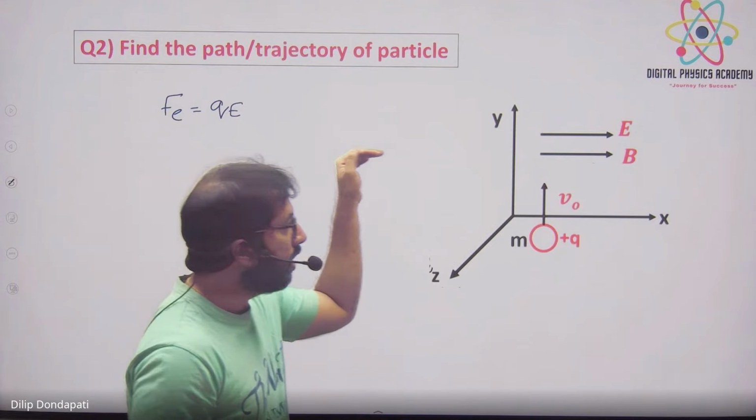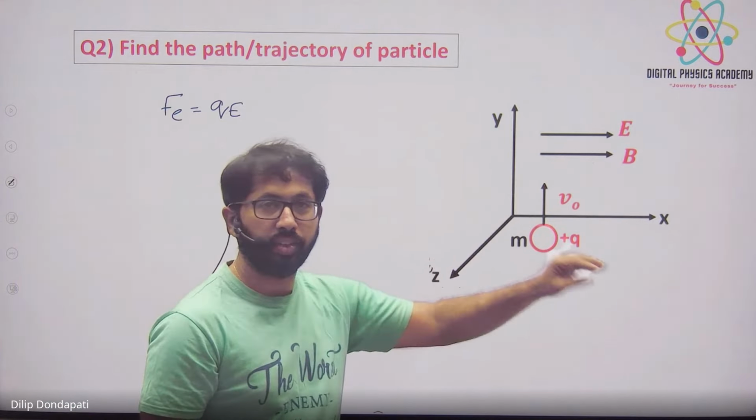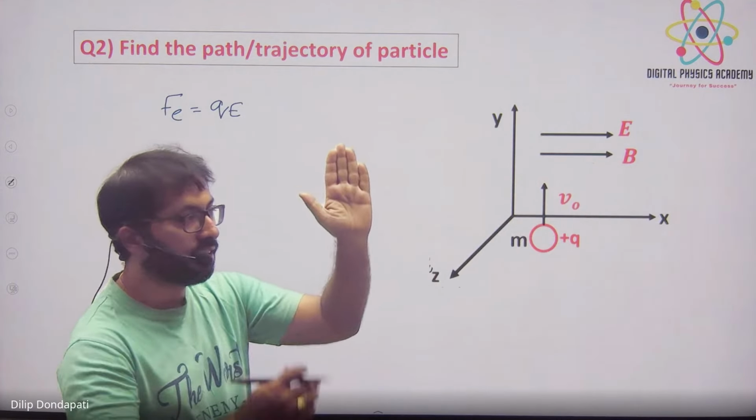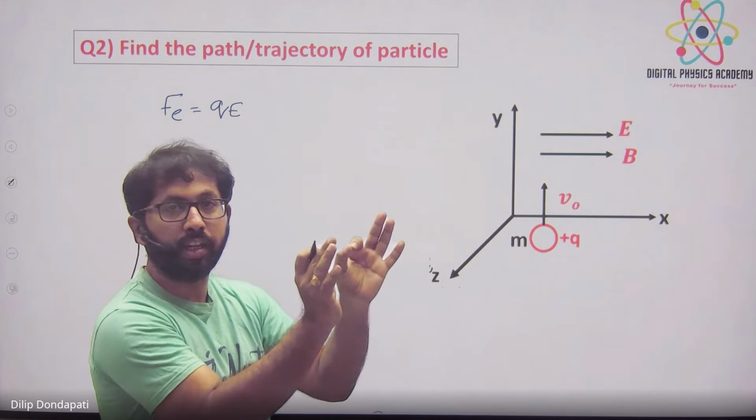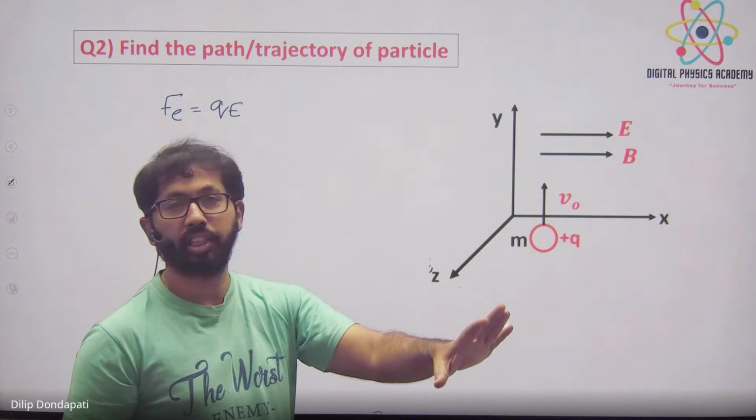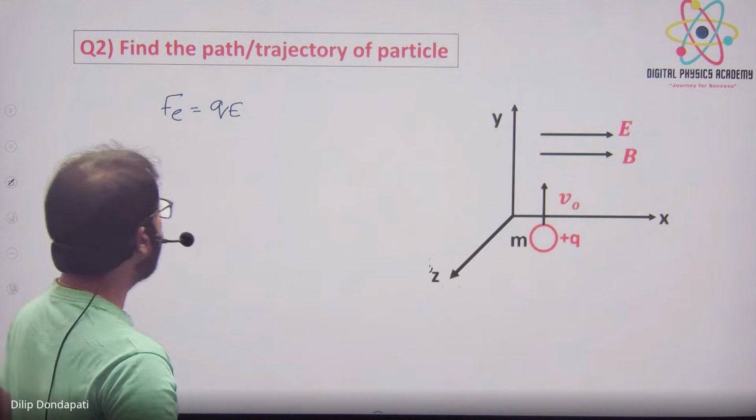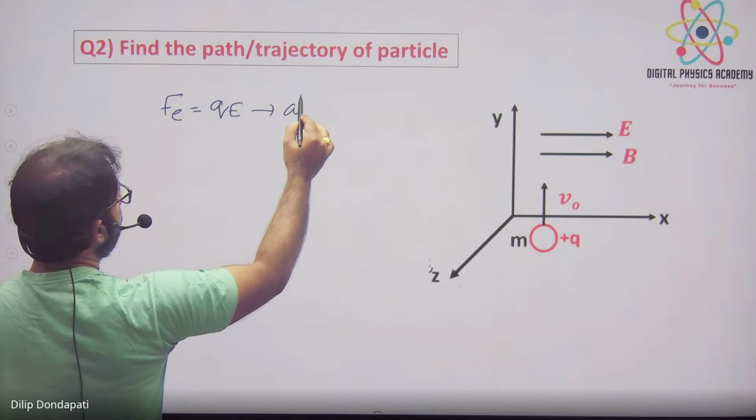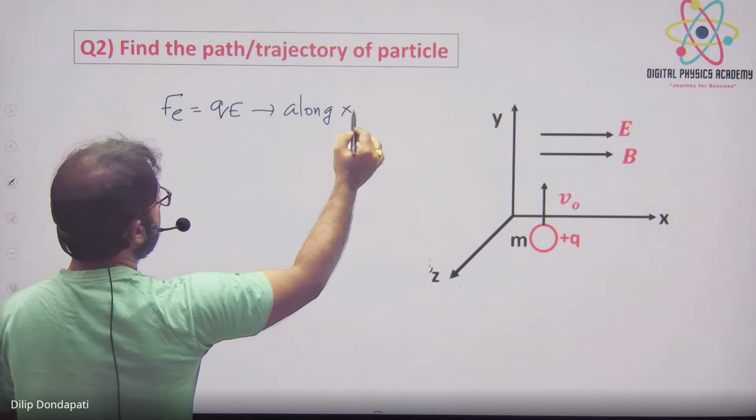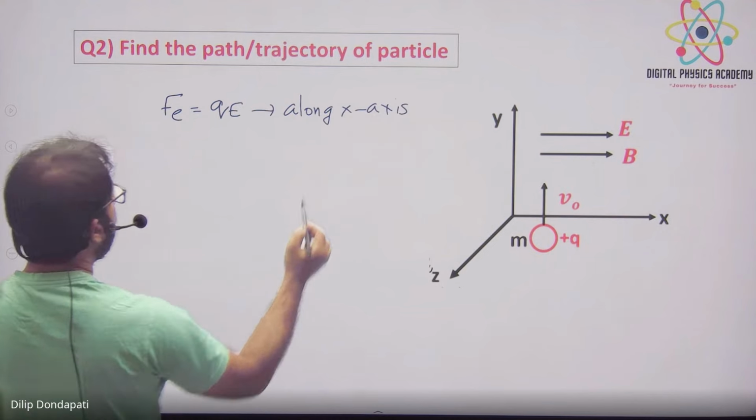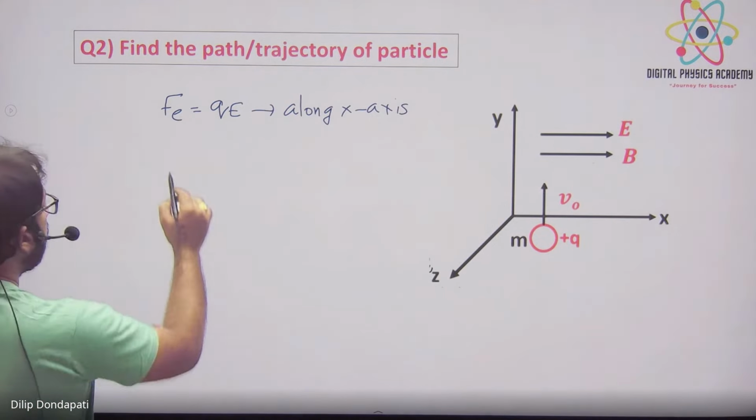See, electric field is along the x direction, so force will be in the x direction only. If the electric field is upwards, the charge also moves upwards only. Wherever the electric field direction is, the charge will move in that same direction, right? Because it is a positive charge, it will move in the same direction as the electric field. So it is along the x-axis.